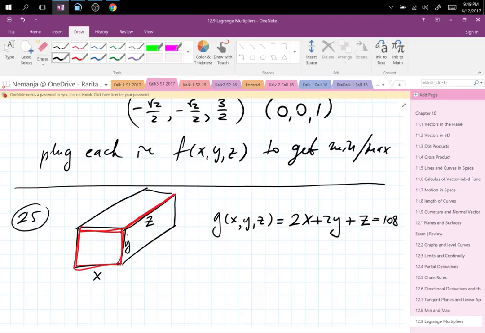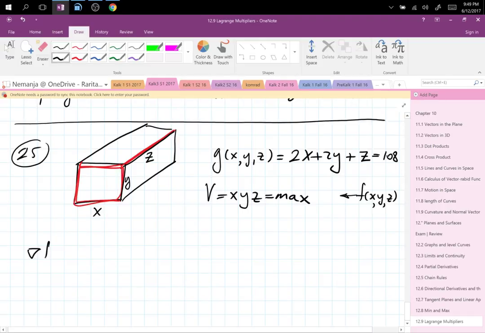So that says the shipping company requires that the sum of the length plus the girth of the rectangular box must not exceed 108 inches. Great. And they want what? They want a box with maximum volume. Volume is f of x, y, z equals xyz, and that is your objective function.